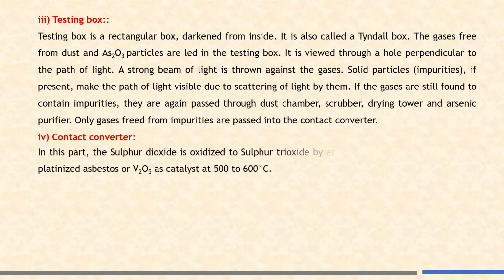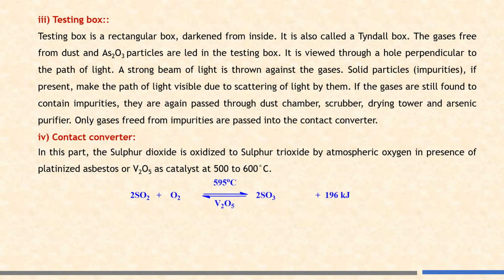Contact converter. It is in this part that sulfur dioxide, SO2, is oxidized to sulfur trioxide by atmospheric oxygen in the presence of platinized asbestos or V2O5, that is vanadium pentoxide, as a catalyst at 500 to 600 degrees Celsius. 2SO2 plus O2, at a temperature of 595, gives 2SO3 plus 196 kilojoules. The catalyst used is vanadium pentoxide.